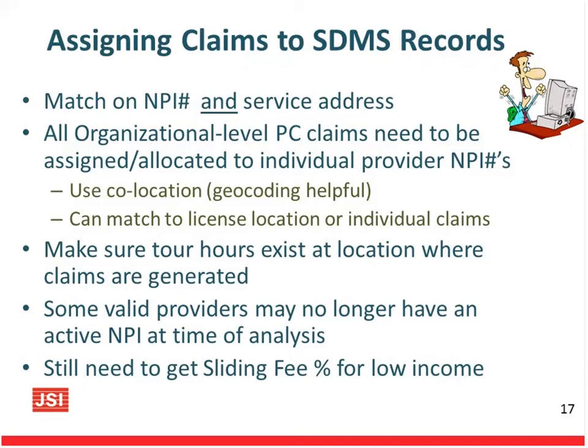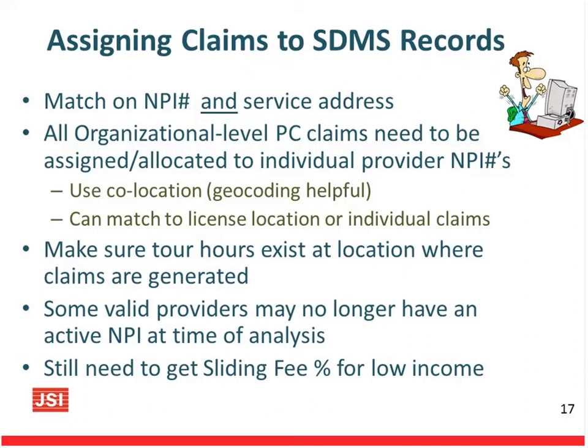The next piece is make sure tour hours exist, because again, if you're getting your tour hours from a survey, that survey may or may not have identified capacity at that location, or the provider may have moved, because again, we're looking at data that's a year old. And again, some valid providers might not even have an active MPI, so they'll get rejected by the SDMS system and probably need to be given to somebody else because that capacity would shift. Usually if that person leaves or retires, somebody else probably, at least to some degree, will take over. So just dropping them is not really an accurate reflection.